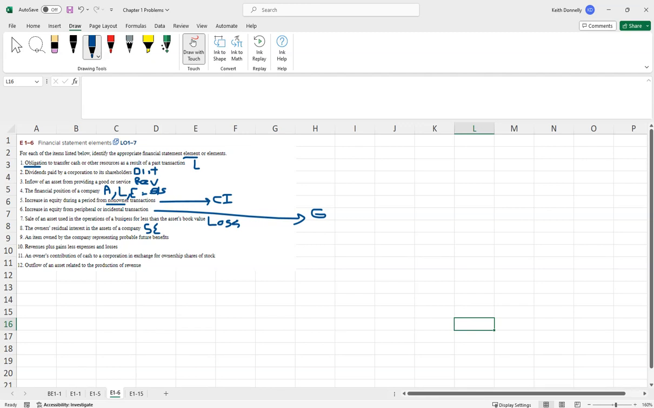9, an item owned by the company representing probable future economic benefits. That's an asset, right? It's something we own, right? 10 here, revenues plus gains, less expenses and losses. This is a way of saying net income, right? 11 here, an owner's contribution of cash to a corporation in exchange for ownership of the shares of stock. That's going to be an investment by the owner.